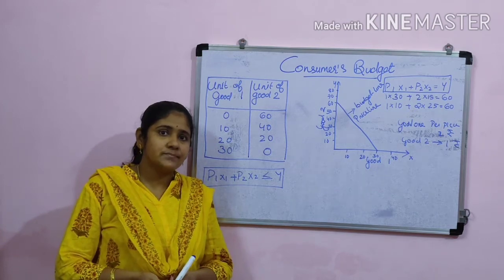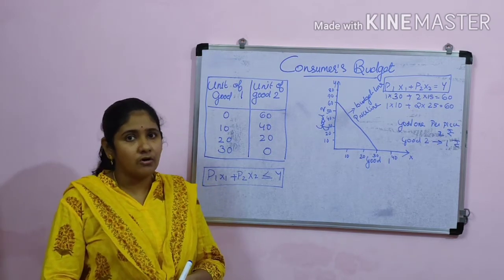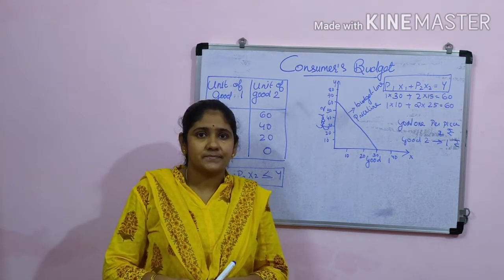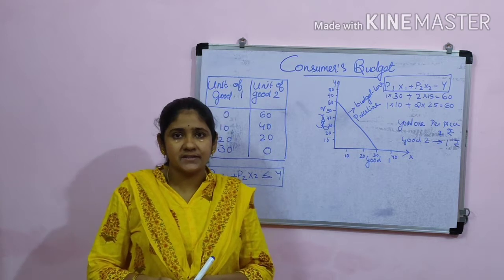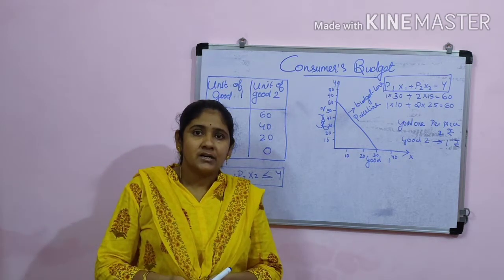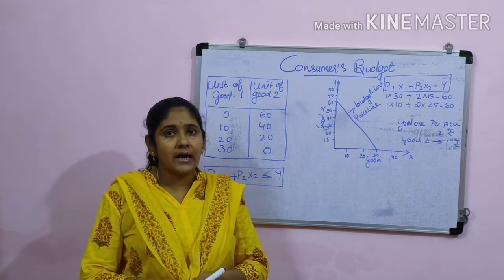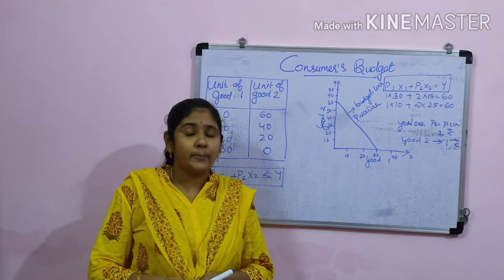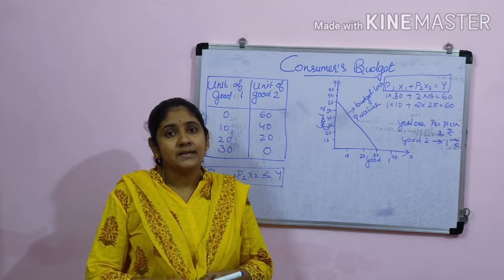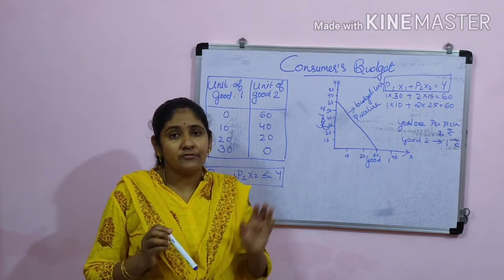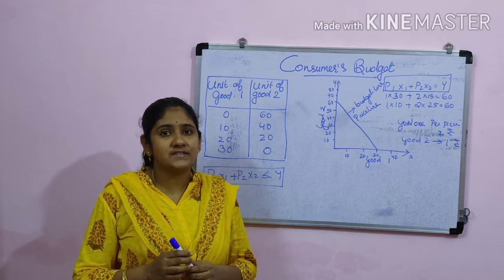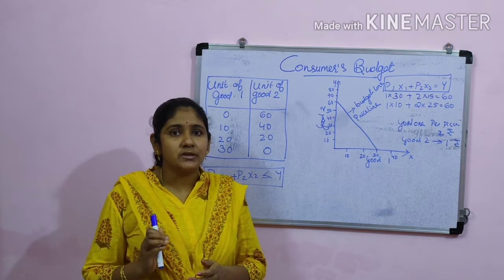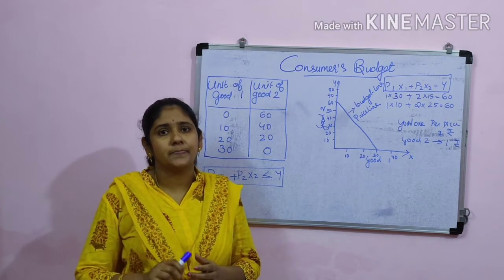Budget set means it is a combination of two commodities, where the price of the commodity and income of the consumer remain the same. And one more thing you have to keep in mind, that the different sets of these two commodities should be attainable to the consumer according to his income.